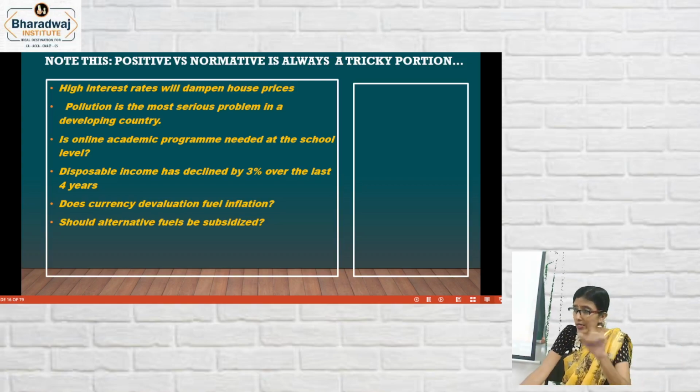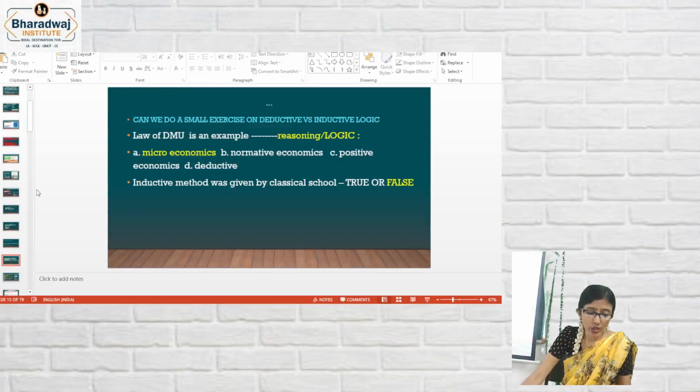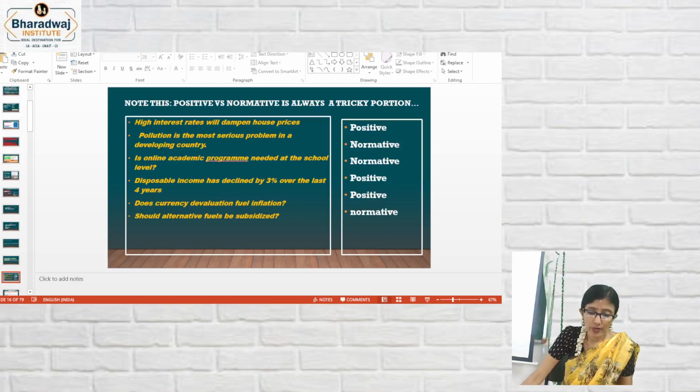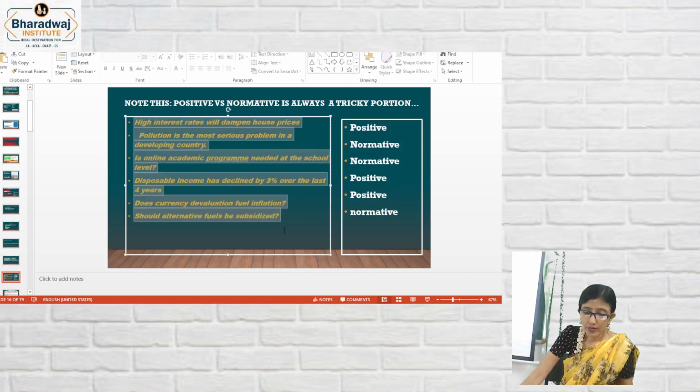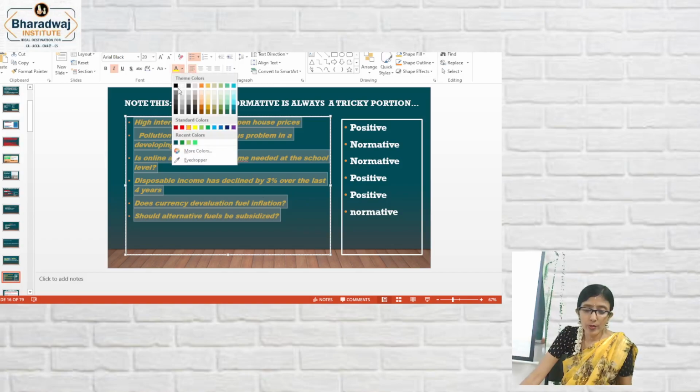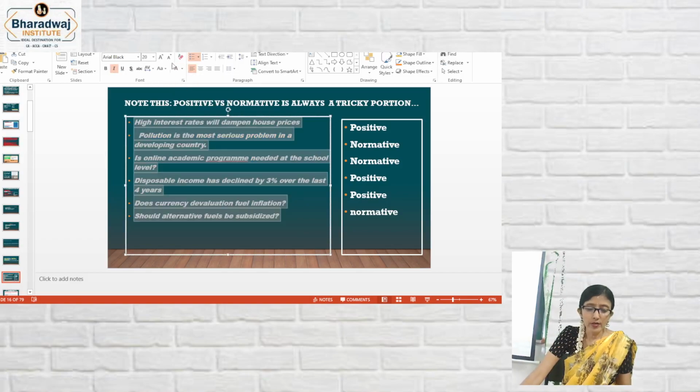Even in the test we had, isn't it, positive normative test? Please have the wisdom to do that. Now look at the question and do the answer. Is it clear? Should I cut, copy and paste? Please help me out in the process.